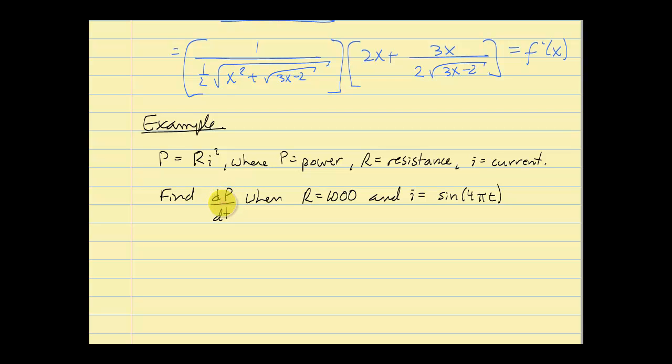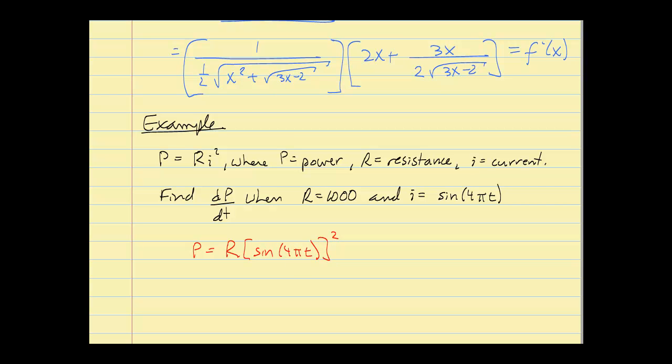And then we have certain parameters. R is equal to 1,000 and I is equal to sine of 4 pi t. You might come up here and say, well, there is no t to take the derivative with respect to. But as soon as I plug in sine of 4 pi t, I will. So that's the first thing that we're going to want to do, is we'll plug in. P is equal to R I squared. So that's going to look like the sine of 4 pi t, quantity squared. Now remember, it's not the argument that's being squared here, it's the entire sine function.